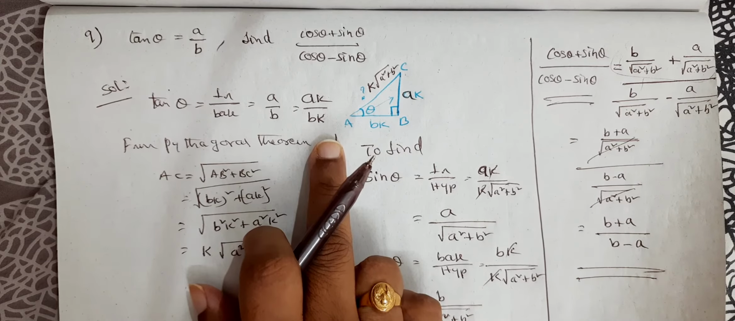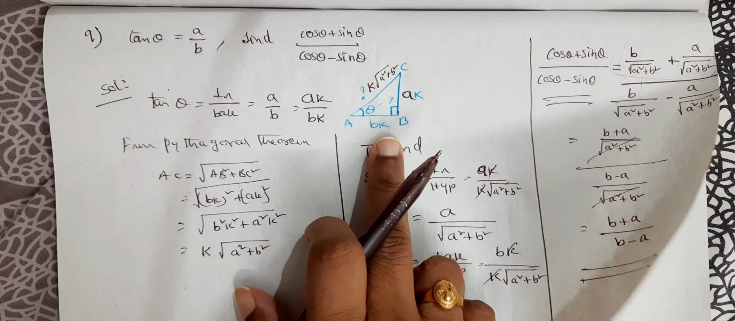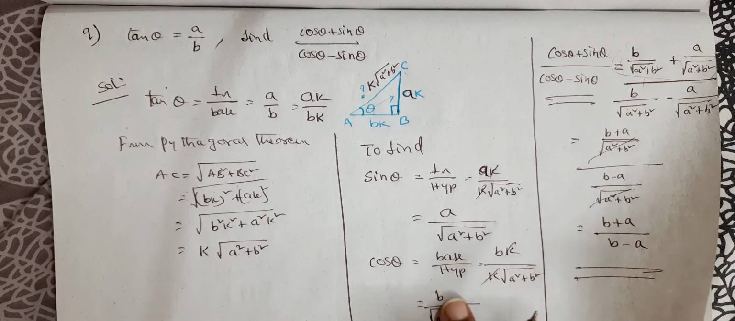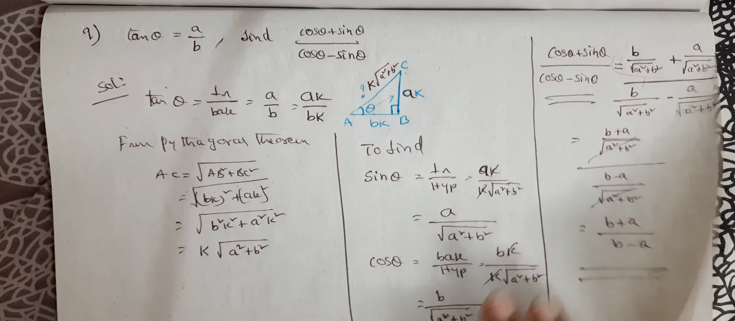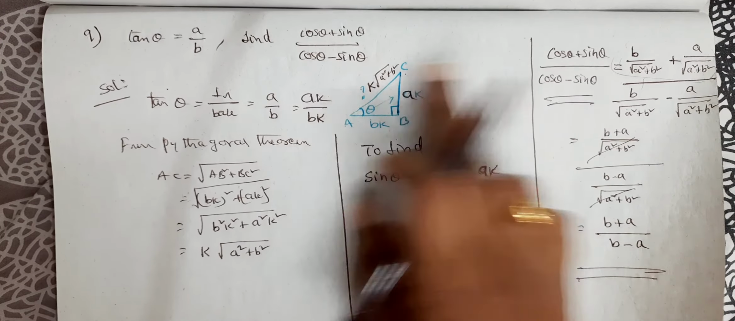It's very common. Till now we were doing the same method, and now also the same. So AK and BK. Now by applying the Pythagoras theorem, you get AC to be equal to k times root of A square plus B square. So now we know all the three sides of the triangle, hence now find sin and cos values. We got them to be A by root of A square plus B square and B by root of A square plus B square. Now substitute in cos theta plus sin theta by cos theta minus sin theta, and on further simplification you get B plus A by B minus A.